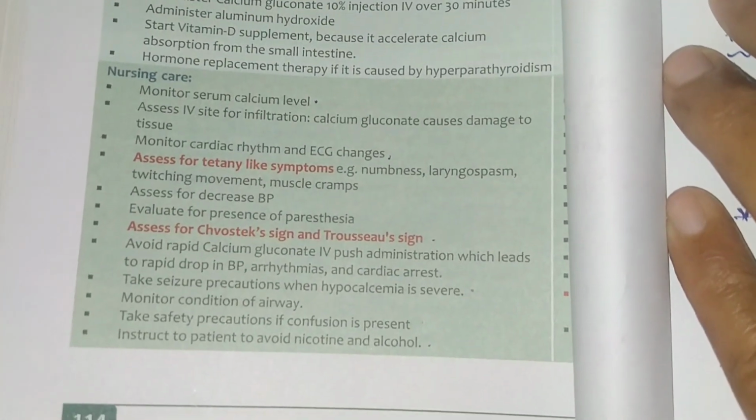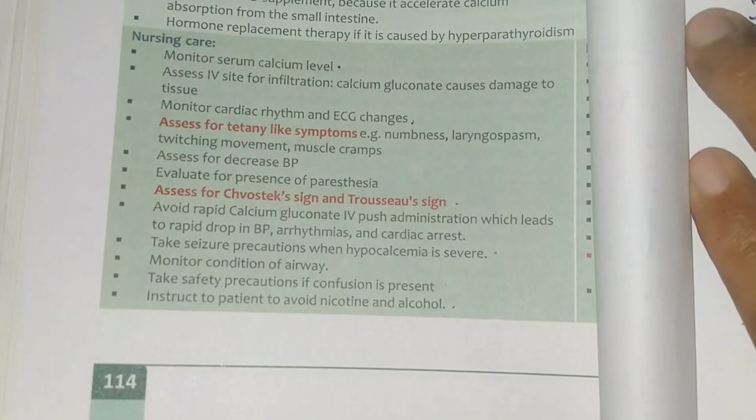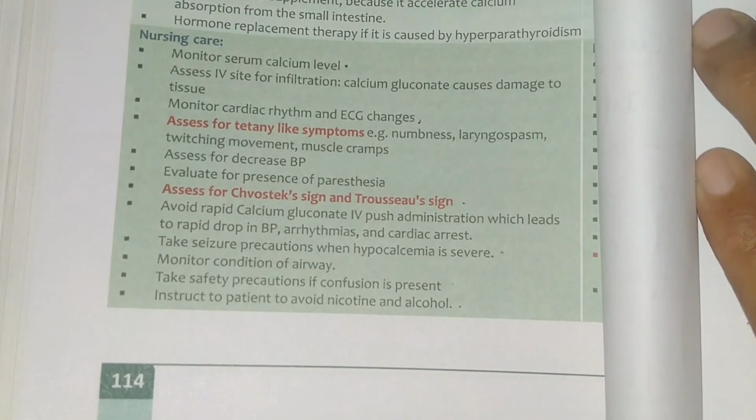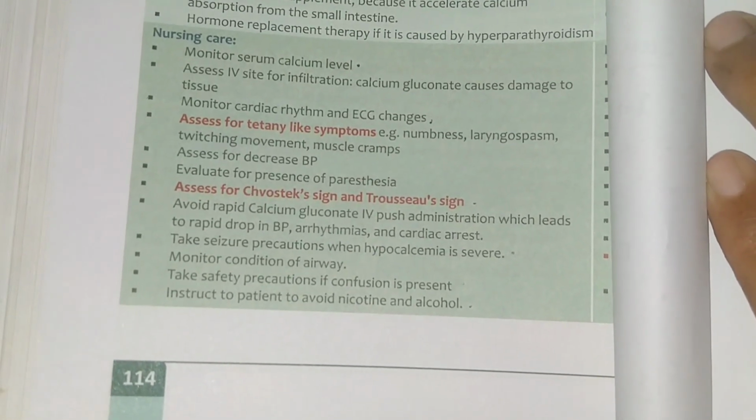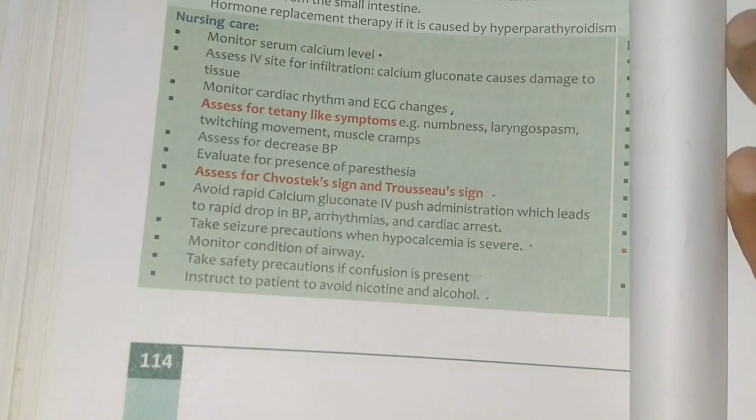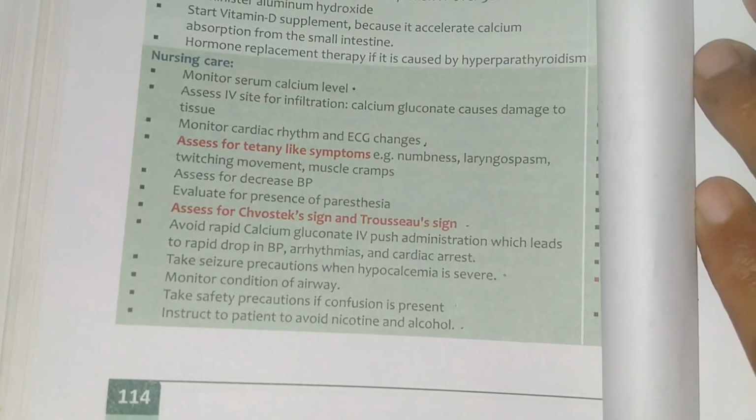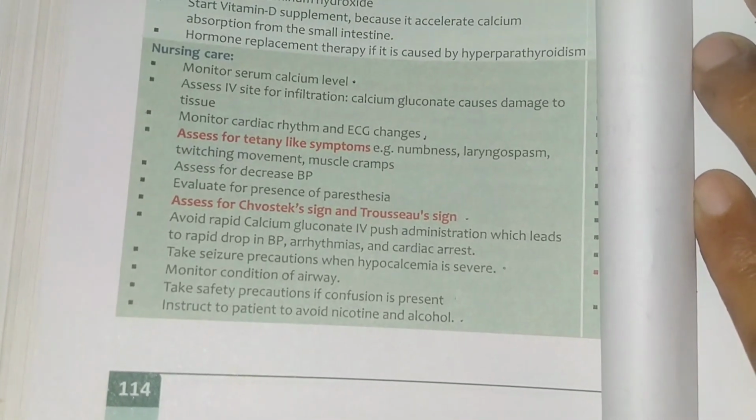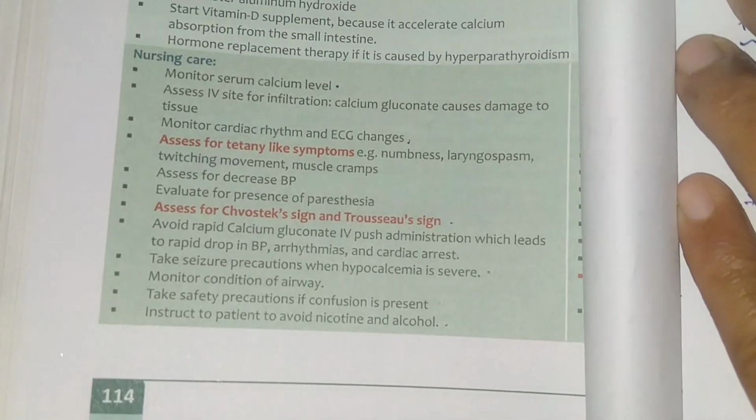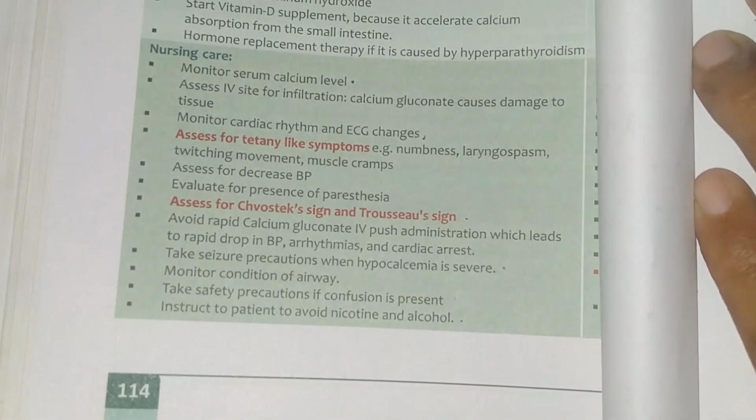So nursing management here: monitoring serum calcium level and IV site infiltration, because whenever we provide calcium gluconate or potassium through the blood vessels, there may be chances of necrosis, spasm and so on. To prevent that, we have to give it slowly and in a diluted form. Along with that, we need to monitor cardiac rhythms, assess for tetany like symptoms and assess for Chvostek sign. Rapid calcium gluconate IV push administration may lead to a rapid drop of BP, arrhythmias and cardiac arrest.